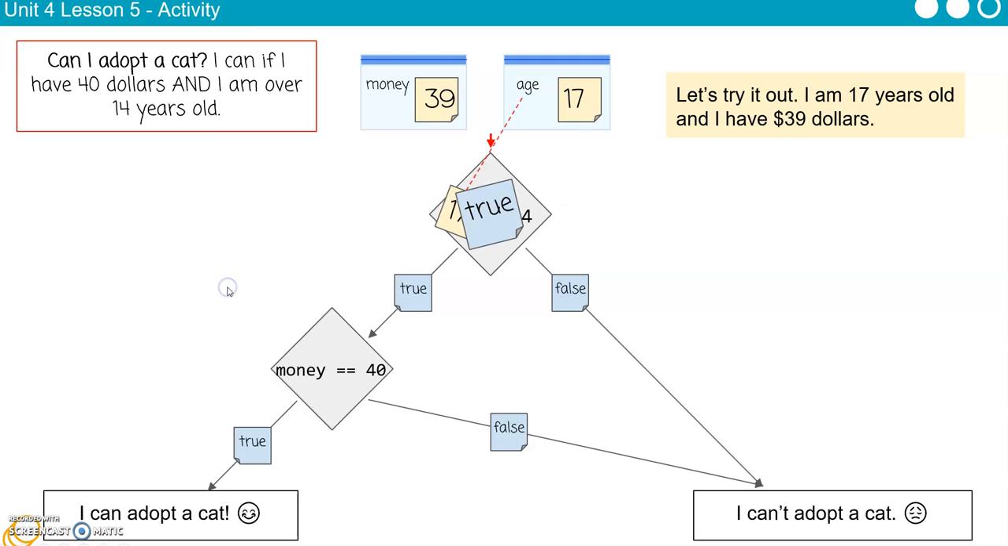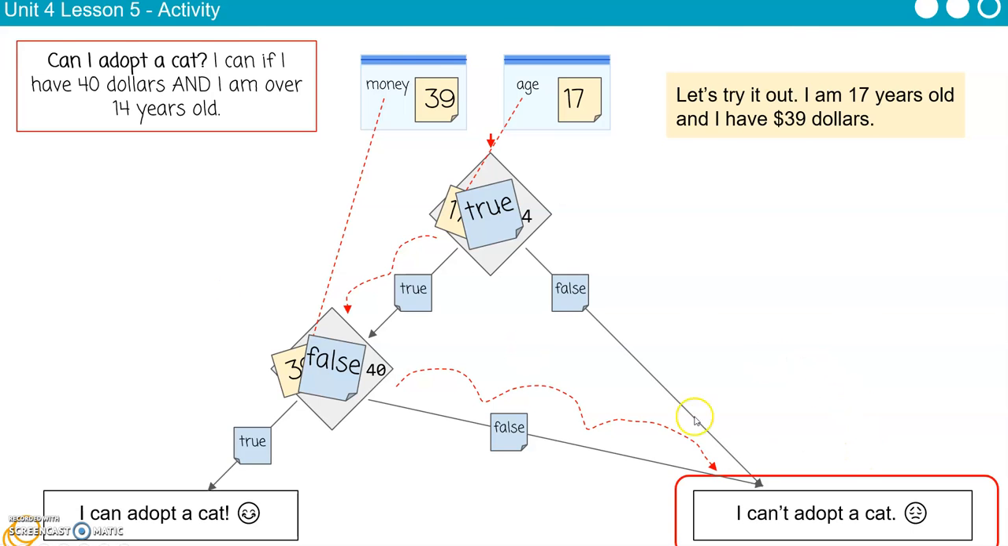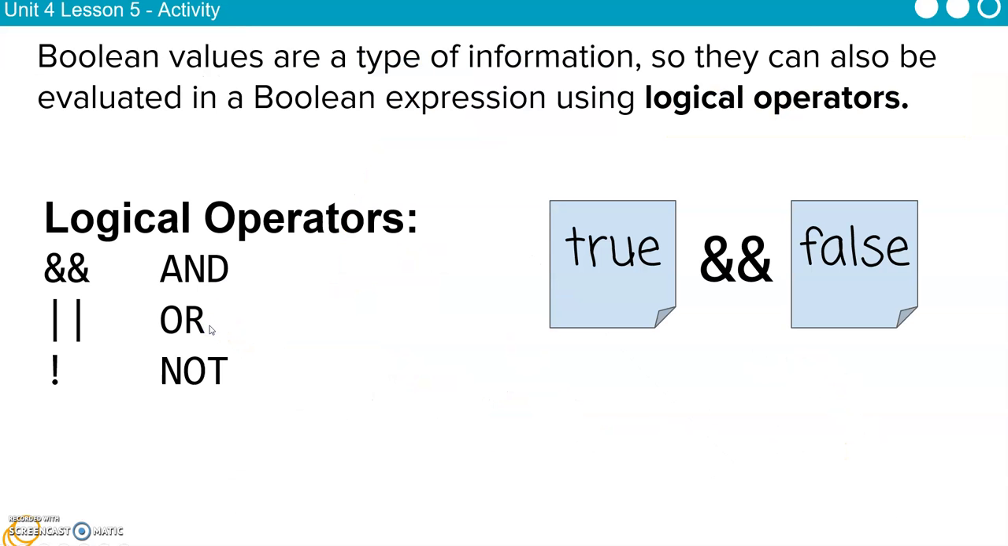That's a tragedy. Okay, everyone needs a cat. So there we go. Can't adopt a cat. Now you can see that we had to go through two separate stages.